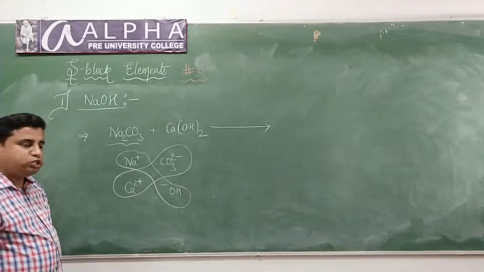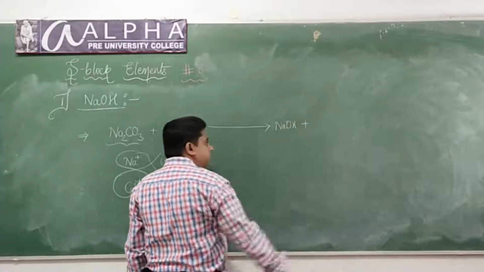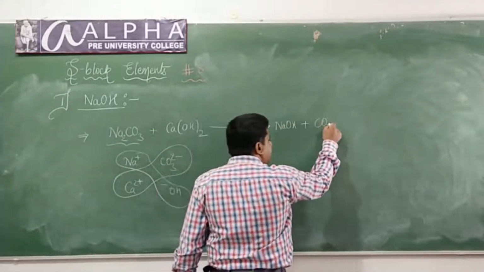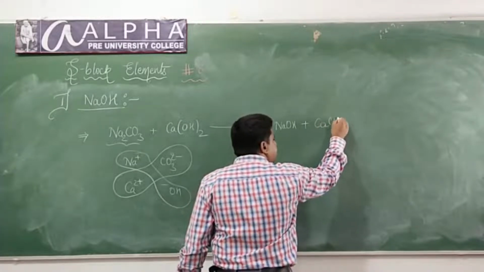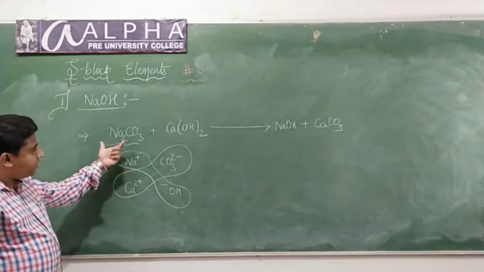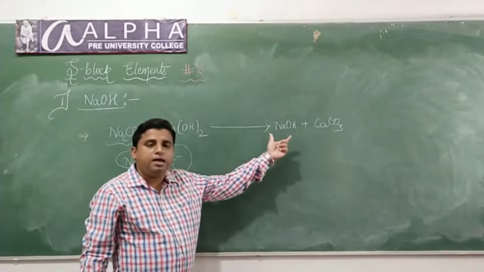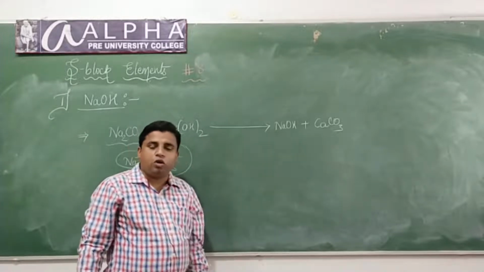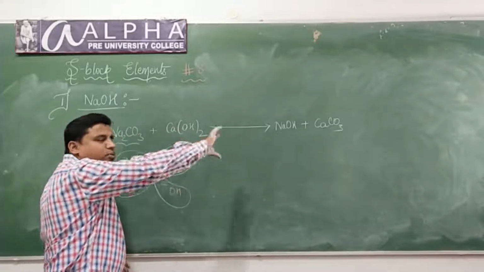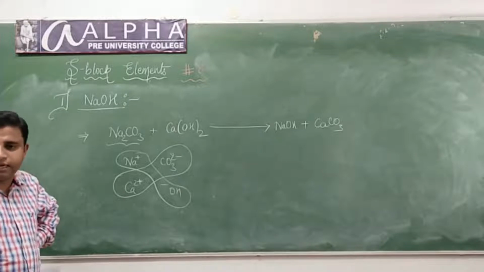Na plus and OH minus will give what? NaOH, sodium hydroxide. Calcium combines with carbonate to form what? Calcium carbonate, CaCO3. Understood? So like this, when sodium carbonate combines with calcium hydroxide, it will form sodium hydroxide, which is nothing but what? Caustic soda. So that is all about the simple method of preparation of sodium hydroxide.